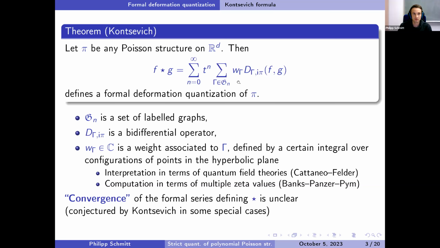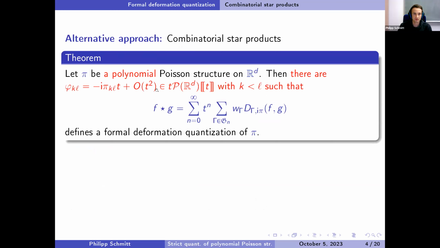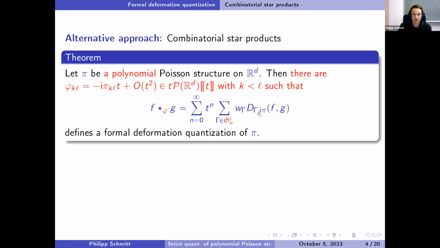And so let's modify this theorem here. So we start now with a polynomial Poisson structure. We need to make a choice, and this choice will consist of, for 2 indices k smaller than l, picking a polynomial, or rather a formal power series of polynomials that starts with minus i times our Poisson bivector in the lowest order, and then has some higher orders that you can pick more or less arbitrarily. So for any such choice, we will obtain a product. I denote this by star phi. The graphs that we sum over are slightly different, and the bidifferential operators are slightly different, and the weights cancel out of this formula.